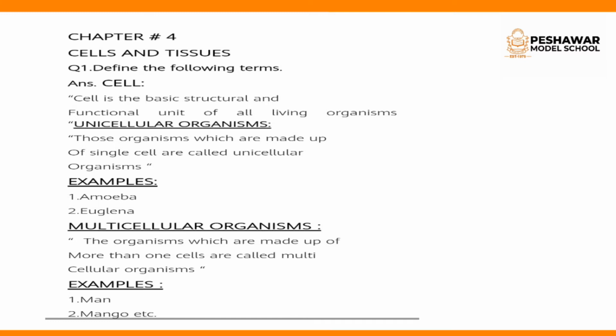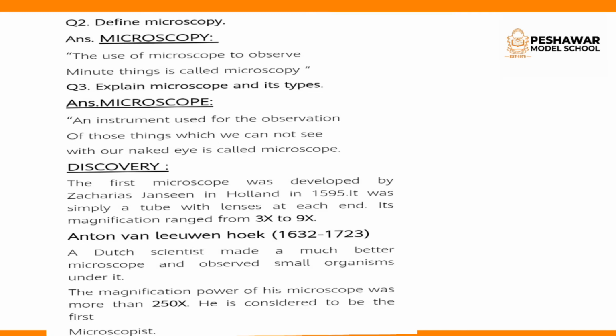Okay, what are the types on the basis of cells? There are two types of organisms: unicellular organisms and multicellular organisms. Unicellular organisms, which are made up of a single cell, are called unicellular organisms, like amoeba, euglena, bacteria, yeast, etc. And those organisms which are made up of more than one cell are called multicellular organisms, like maize, mango, all the plants, all the animals. Unicellular organisms are those made up of a single cell, while multicellular organisms are those made up of many cells.